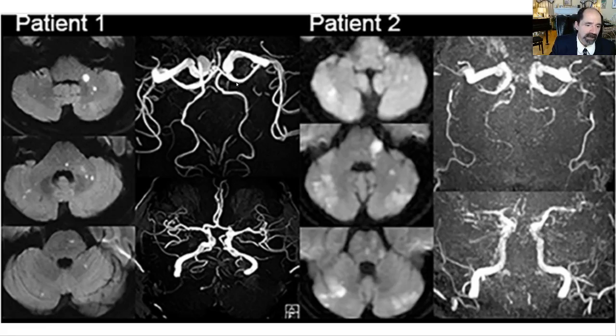Here's what it looks like on the submental vertex view. You can see here is a large PCOM, posterior communicating artery, going directly into the posterior cerebral artery. Same thing on the other side. So we've got bilateral fetal PCOMs with fetal type PCAs, meaning they're all fed from the anterior circulation.